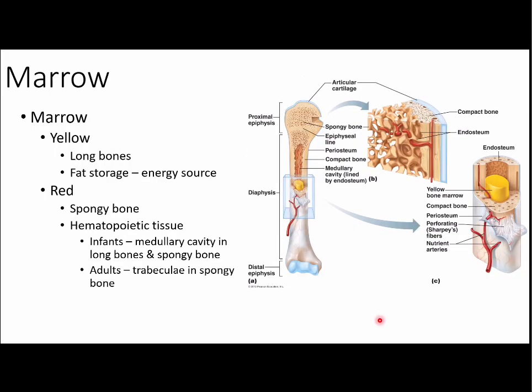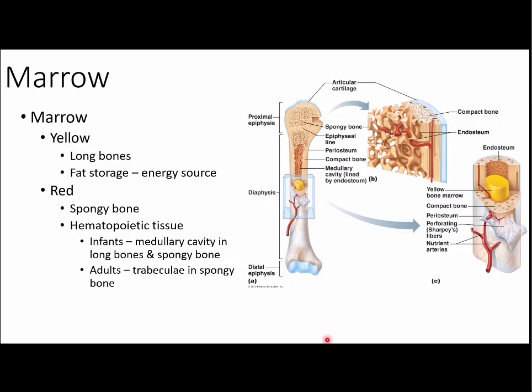So the bone marrow types that you can find, I've briefly mentioned both of them. We have our yellow marrow. Your yellow marrow is going to be found in your long bones, in that medullary cavity. And it's another type of energy storage. So this is where we can store some extra fat for energy when needed, in that yellow marrow in our long bones. We also have red marrow.